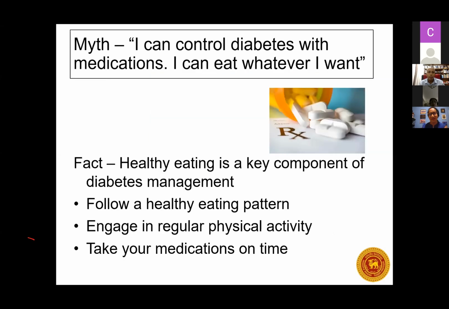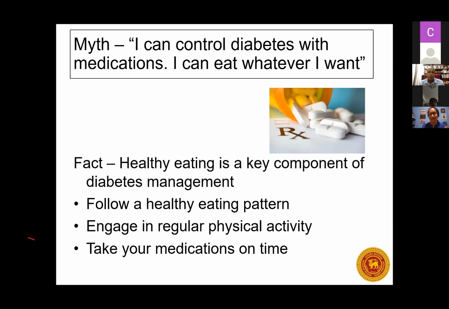Now, final couple of minutes, I will talk about some of these myths we see. What is the first myth? Now, people are under the impression that I can control diabetes with medication. Now, I'm taking my medication, so I can eat whatever I want. I'm sure you have heard of these things. So what is the fact?